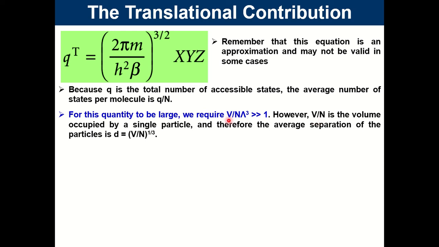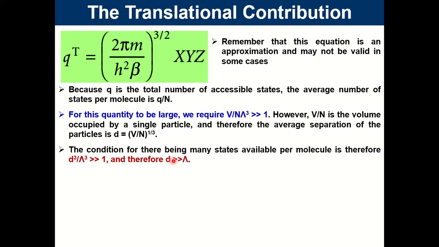So the total volume divided by the number of particles gives you the volume of a single particle. If you think it over, we can find the separation between the particles, d, which will be (V/N) raised to the power 1/3.